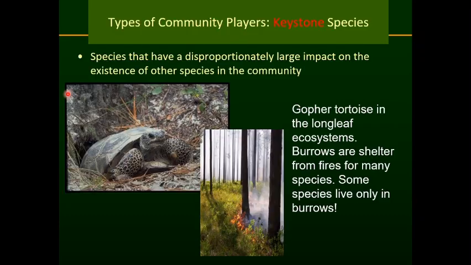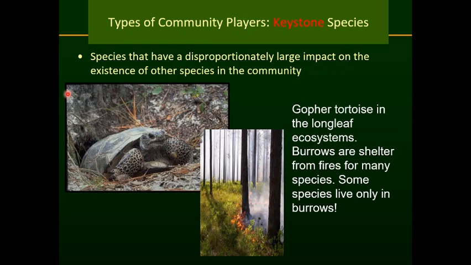Okay, moving on here. So let's turn now to some of the different organisms that are found in communities and the roles that they play. And we're going to start off with a category of organism called a keystone species. So this is a species that has a disproportionately large impact on the existence of other species in the community.